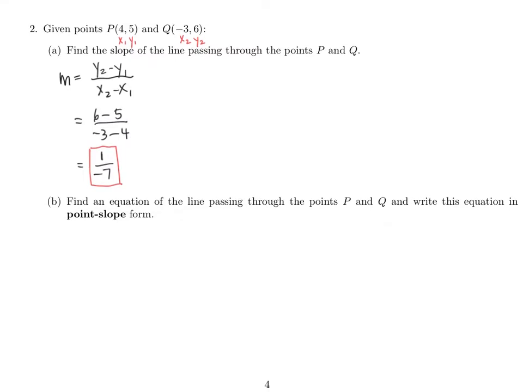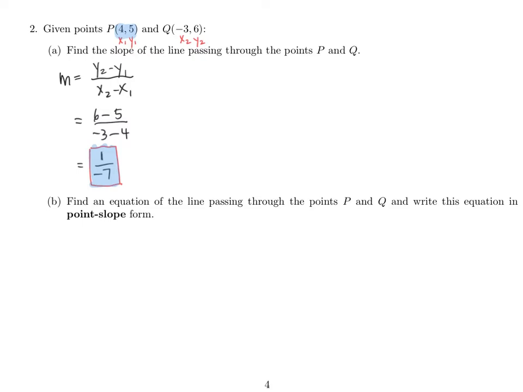Whenever you're finding an equation of a line, you need 2 pieces of information. You need a slope, well, we found that in part A, and you need a point. It doesn't matter which point you use, so I'm going to choose this point just because it's the first one. There are no negatives, so that's the one I'm going to choose.